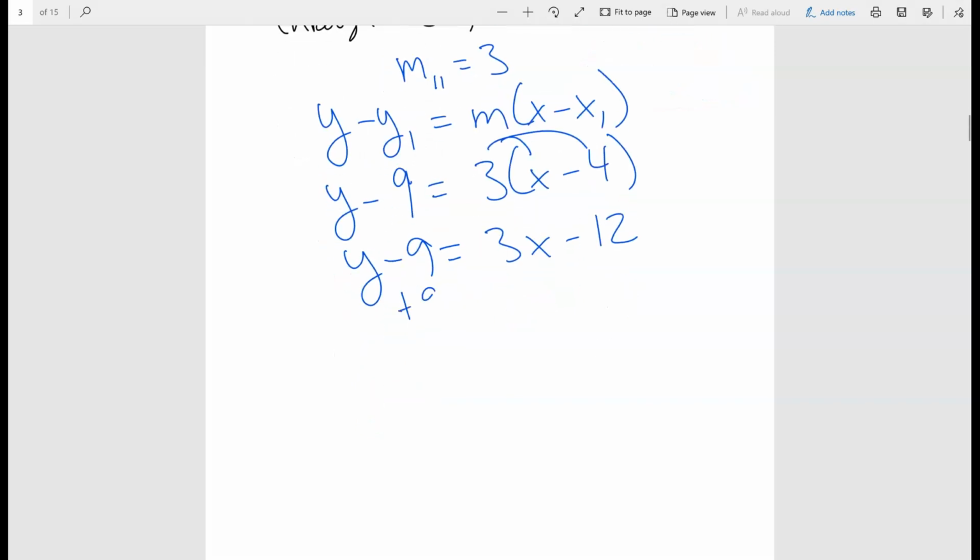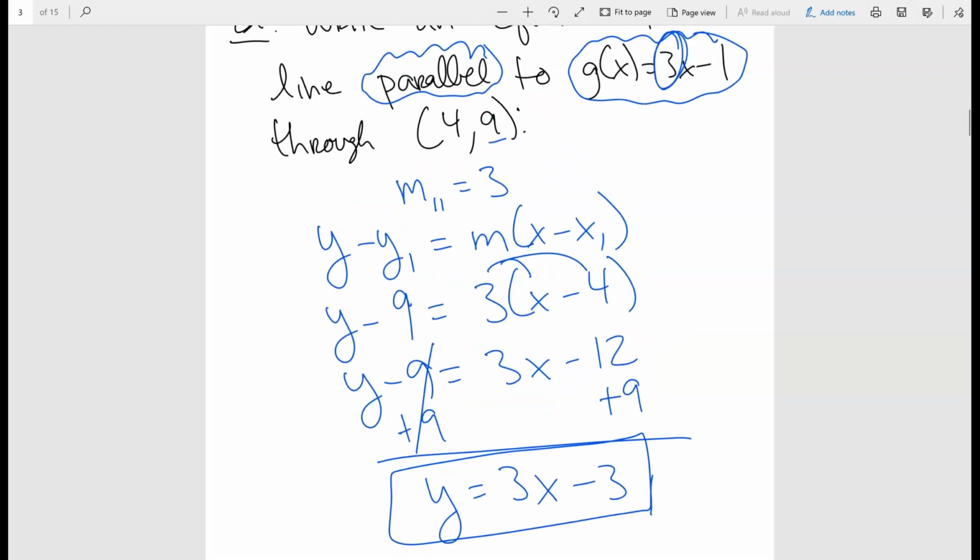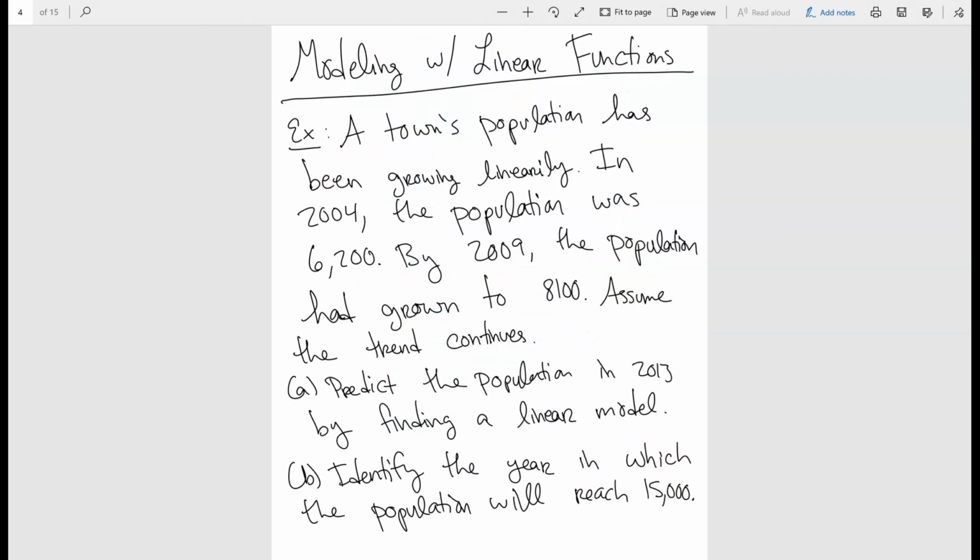And then I add the 9 over, and y is equal to 3x, and then this guy is just going to be minus 3. So if I were to graph these two lines, this line will go through this point and it will be parallel to this guy. All right, to wrap up this chapter, we will do this word problem.